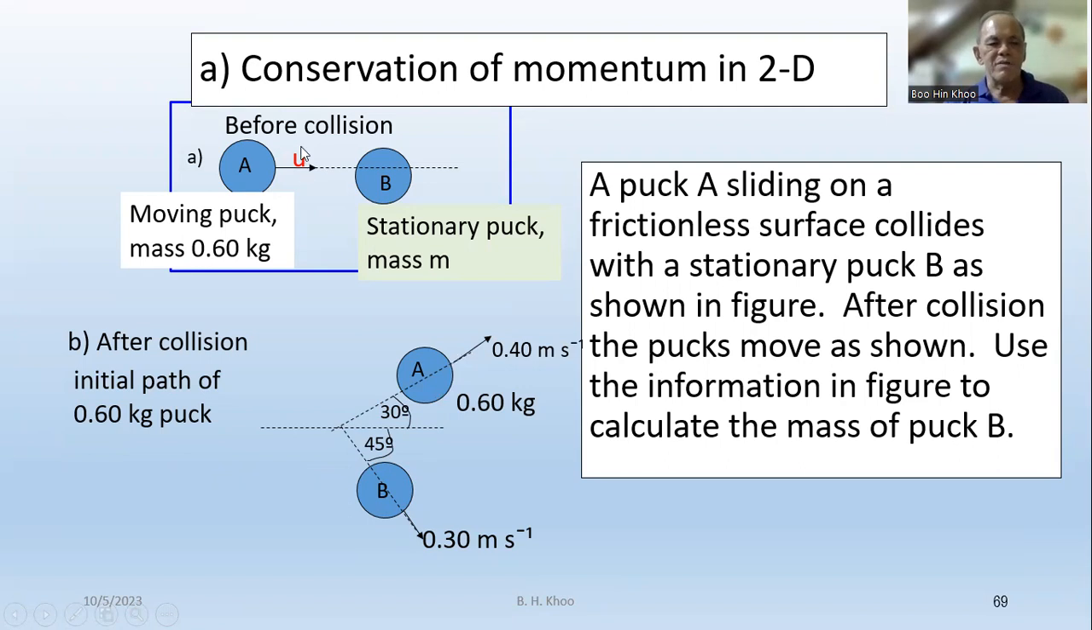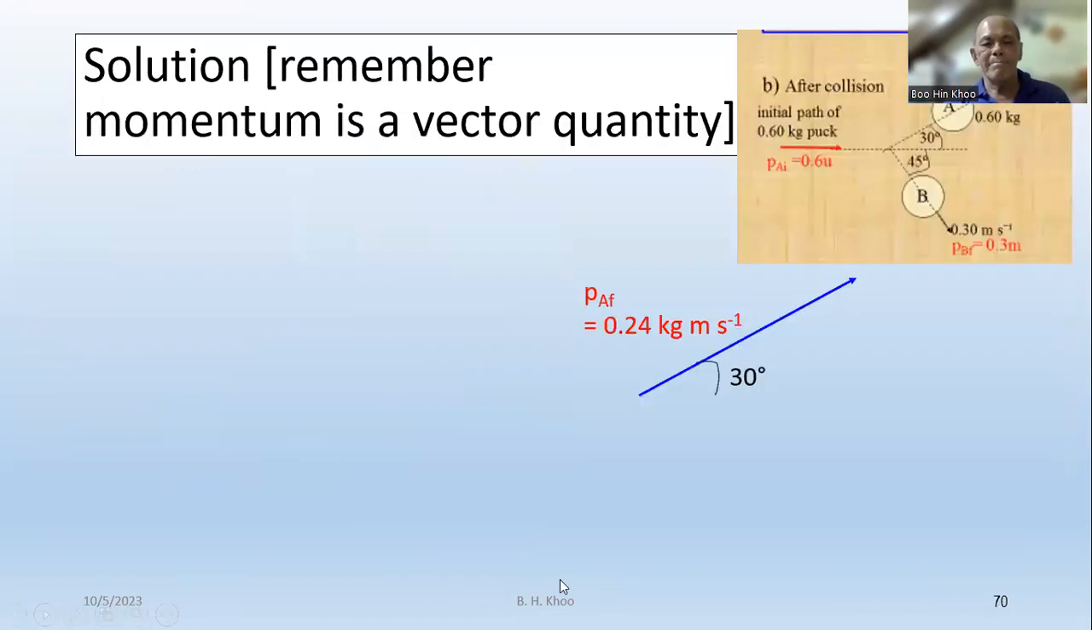We don't know the velocity of A, so we just call it u. We can draw it in terms of vectors. That is the initial momentum, mass times velocity. And momentum for A is the mass times velocity. And this one is the same. We don't know the mass, so let it be m times 0.3, 0.3 m.